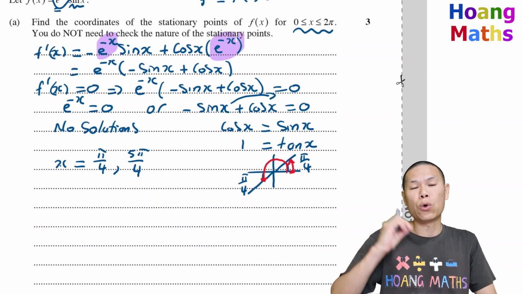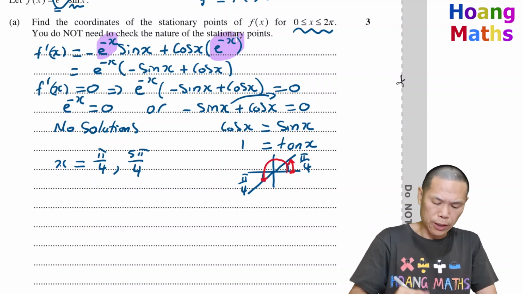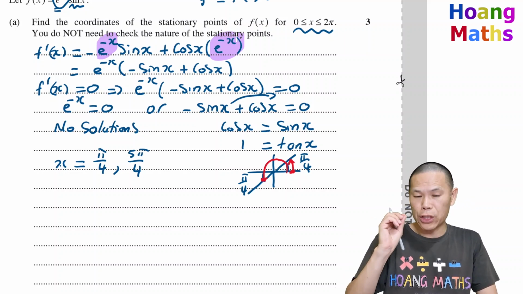Then we have the x coordinate. Now we need to find the y coordinate. We don't have to test for the nature. Remember that.